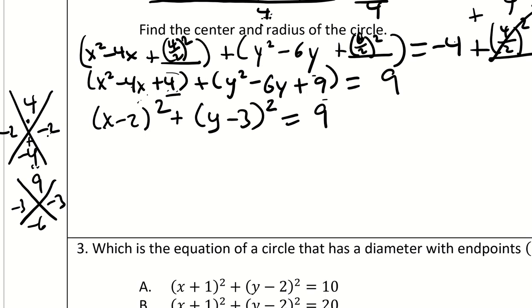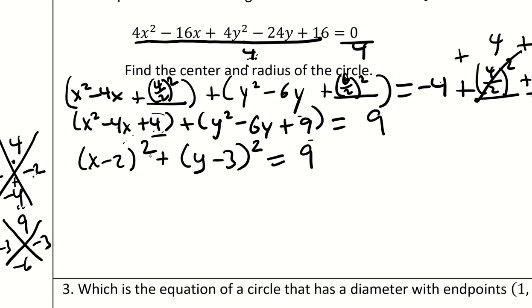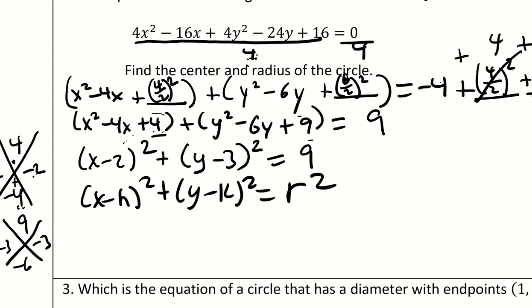So now you notice that this matches this form. You can see it matches it perfectly. So you can see that h is equal to 2 and k is equal to 3, right? So that's exactly what we're going to do.